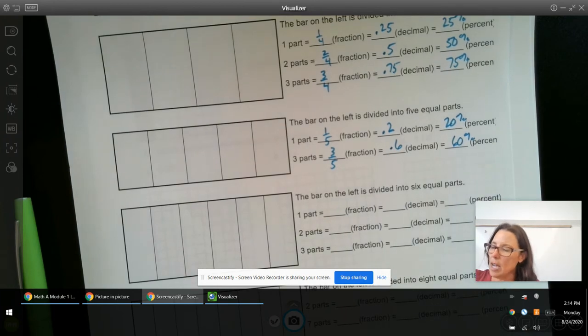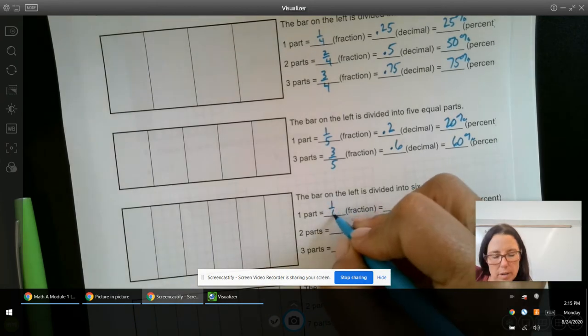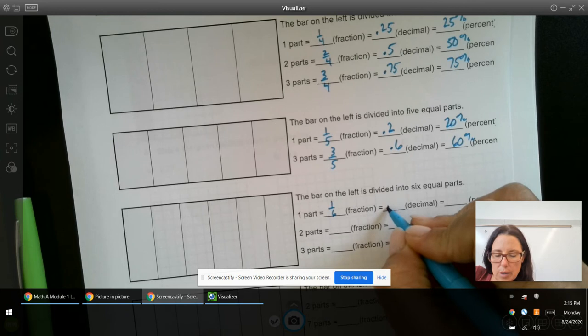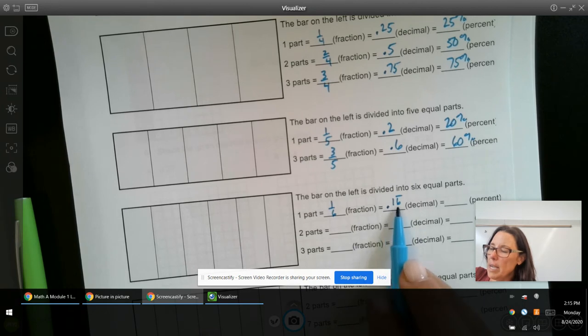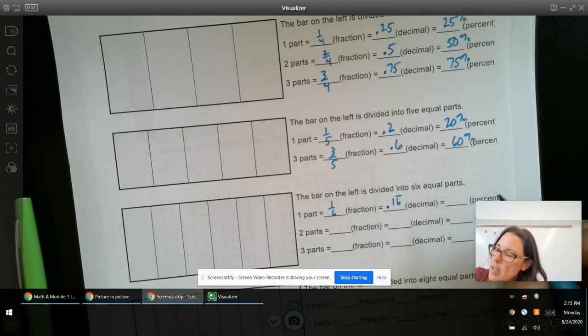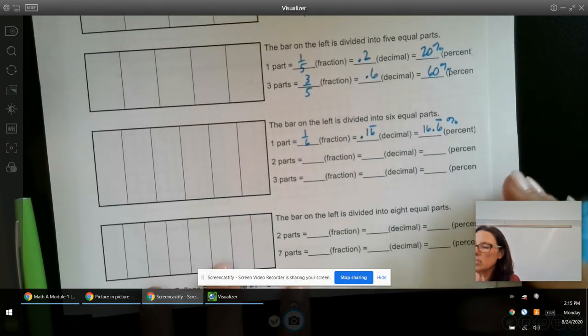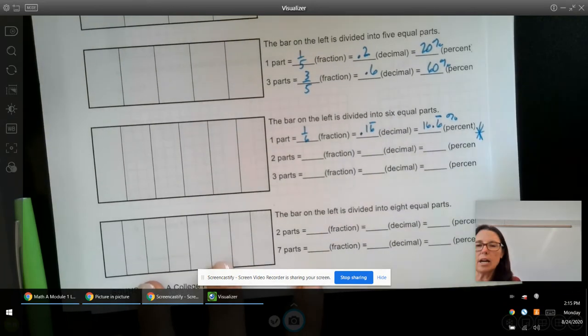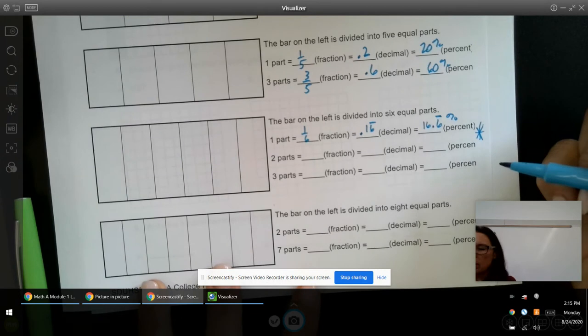All right, this one right here, how many parts is this? 1, 2, 3, 4, 5, 6 parts. 1 part of 6. Now here's where I'm using a calculator because these get a little ugly. If I multiply by 100 on this, you see that's going to be 16.6 repeating percent. This is an important one to understand. If you understand this one, all the other ones should be easy peasy.